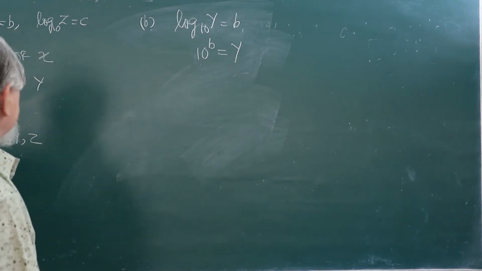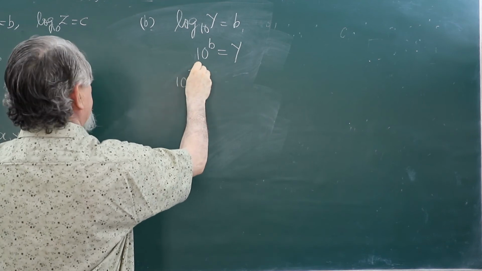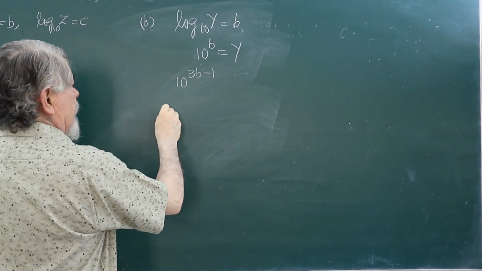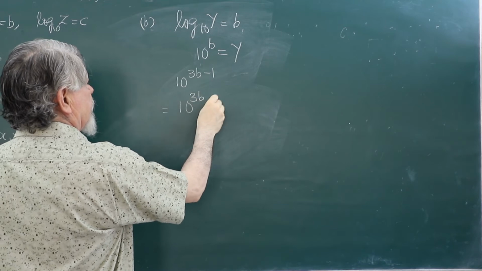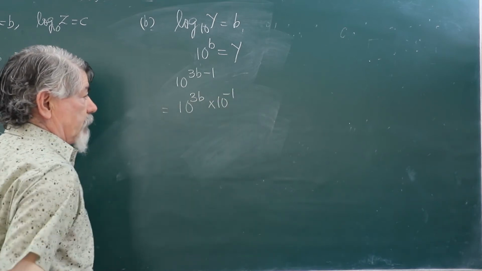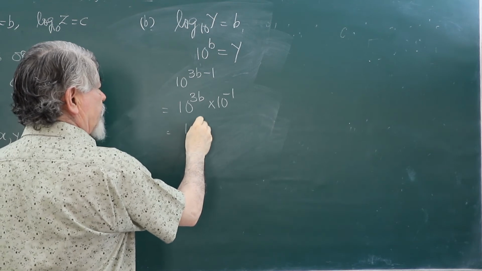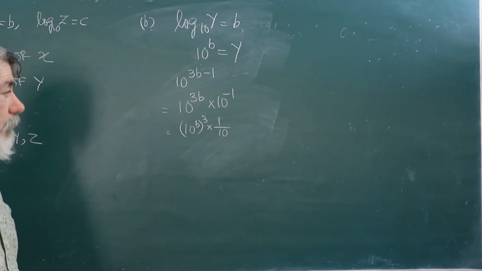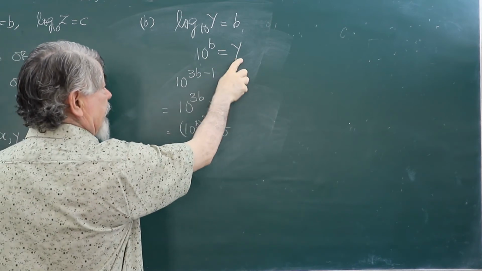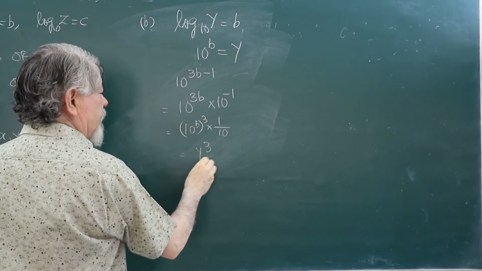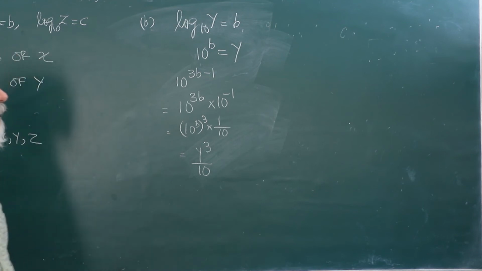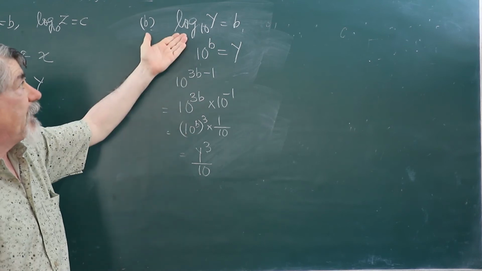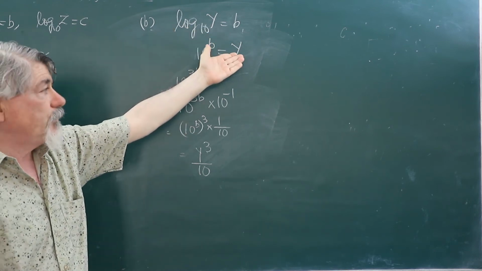Now I have to express 10 to the power 3b minus 1 in terms of y. It will be 10 to the power 3b into 10 to the power minus 1. So it could be written as 10 to the power b, whole to the power 3, and 1 upon 10, because I want to make the index positive. 10 to the power b is y, so it will become y to the power 3 upon 10. So we have been able to express 10 to the power 3b minus 1 in terms of y with the help of log y to the base 10 is equal to b.